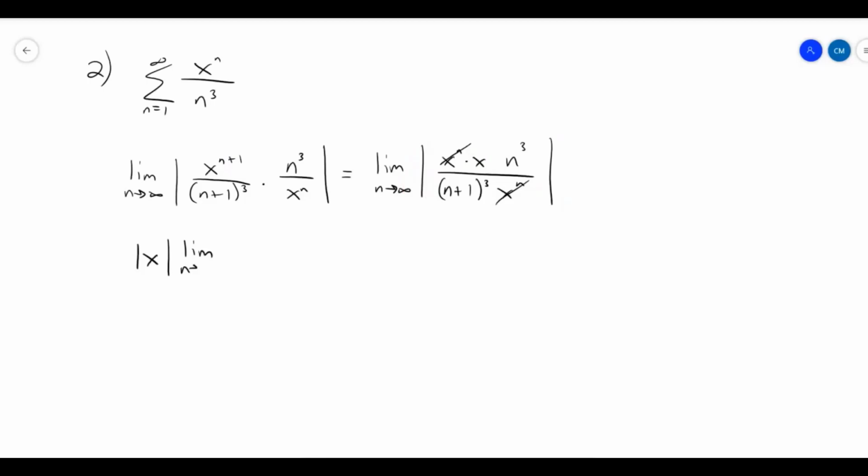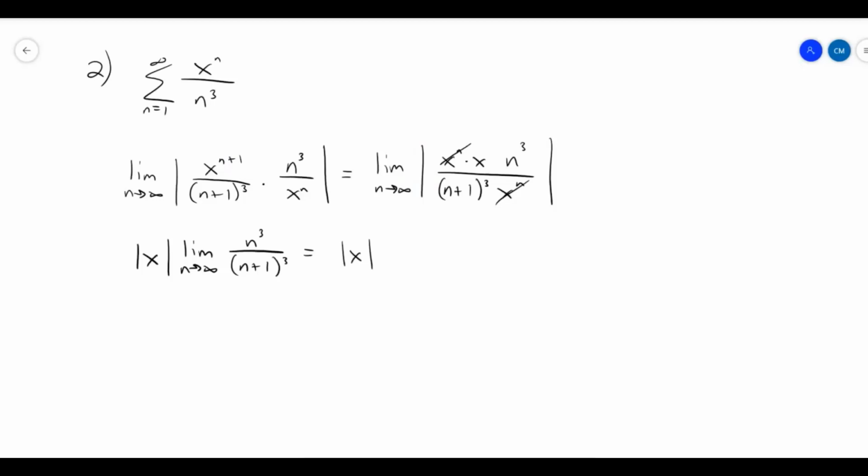What terms do have n that are left here? n to the third, and n plus 1 to the third. Okay, now that limit is just 1, because if we were to expand that denominator, we would find that it's a third-degree polynomial. Leading coefficient is 1, and the leading coefficient of the numerator term also is 1, and it's also cubic, so we're just left with 1 for the limit, but we still have that absolute value of x there.